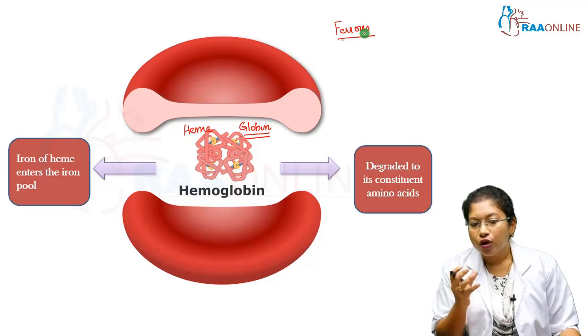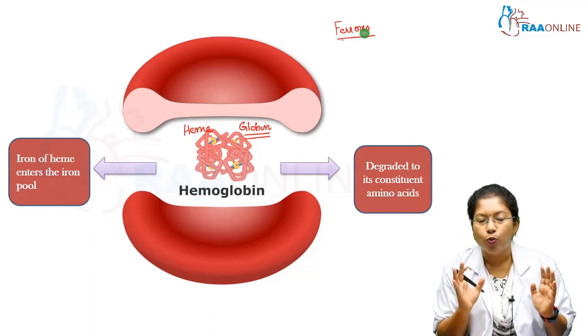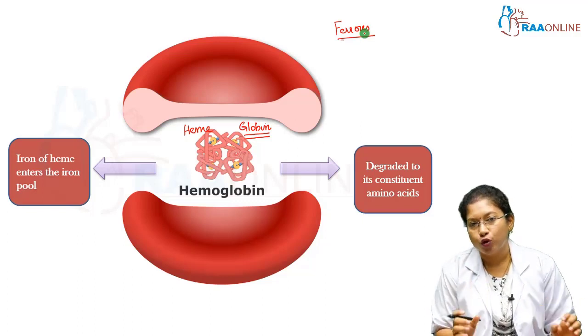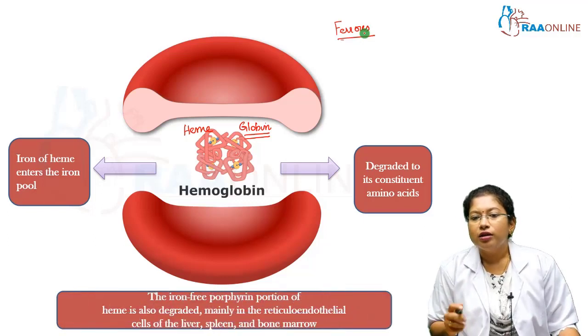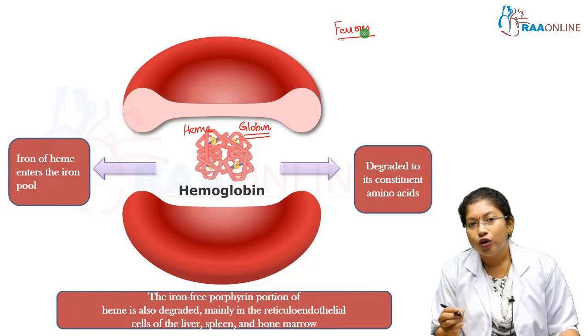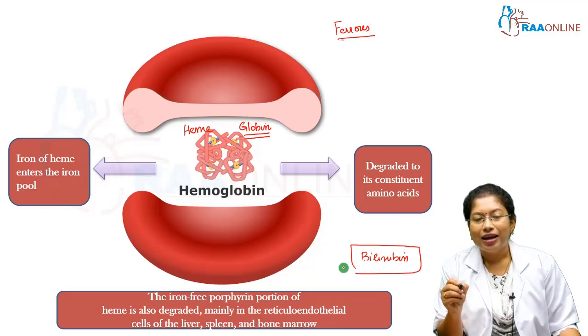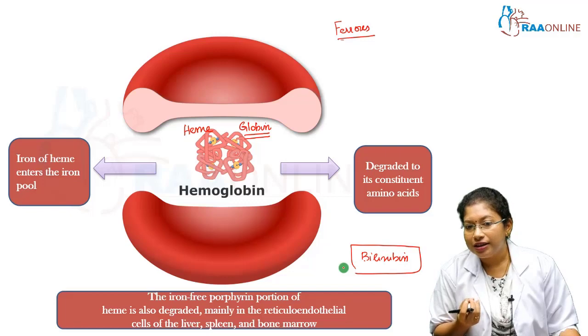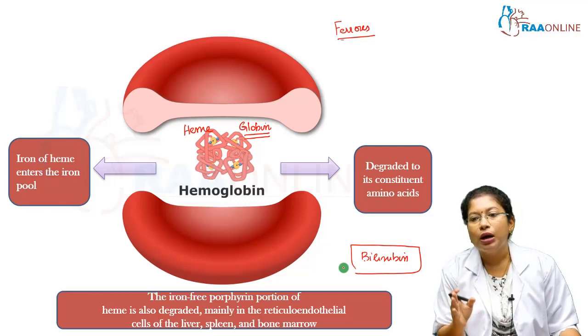So now your protoporphyrin is free of iron. Okay, there is no iron in your protoporphyrin, so heme contains only the protoporphyrin. So what happens to the protoporphyrin? The pyrrole ring, the iron-free porphyrin portion of the heme, is degraded to bilirubin. This degradation takes place in the reticuloendothelial cells of the liver, spleen and bone marrow. That is where the heme is broken down to bilirubin.